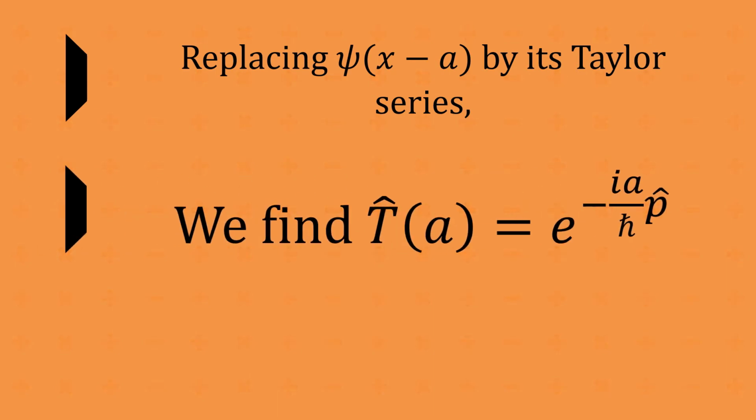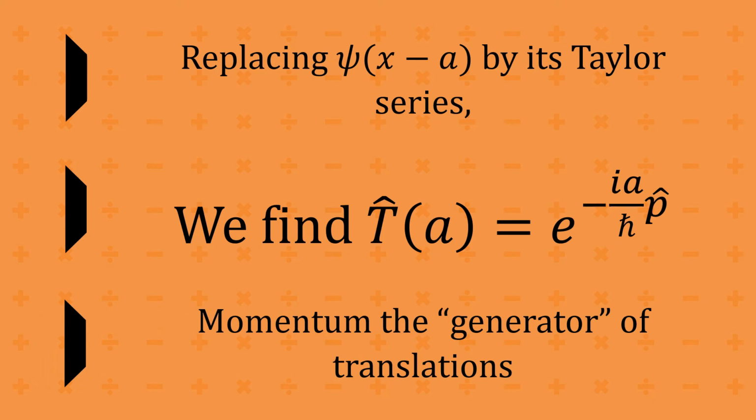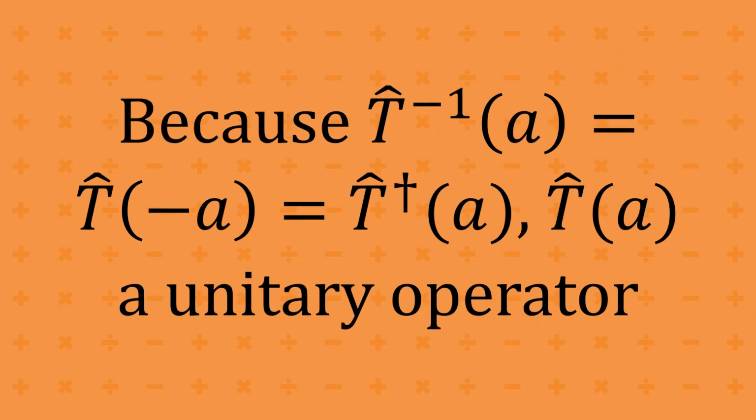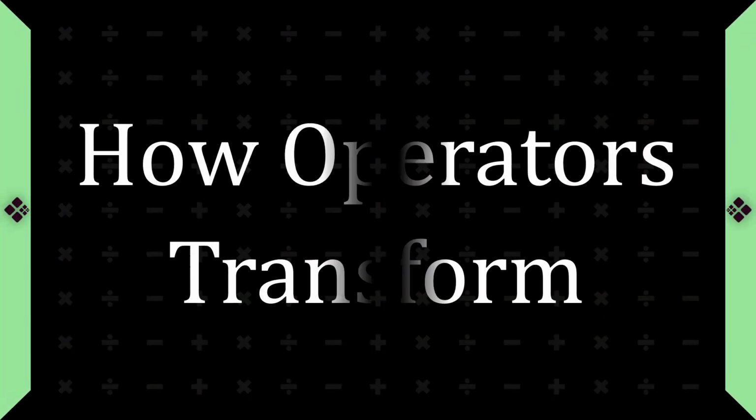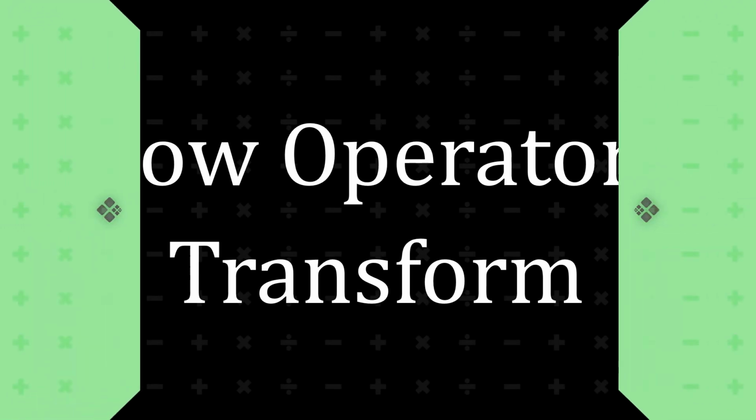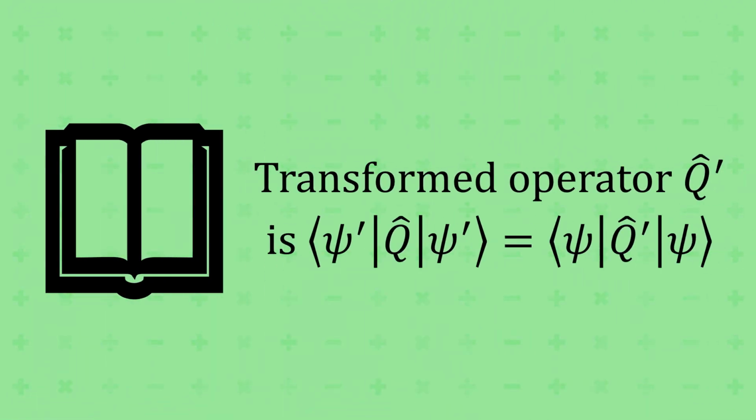The translation operator can be expressed in terms of the momentum operator by replacing psi of x minus a by its Taylor series. And we find that the translation operator is equal to e to the minus i a over h bar times the momentum operator. Thus, we say that momentum is the generator of translations. We have that the translation operator is a unitary operator.